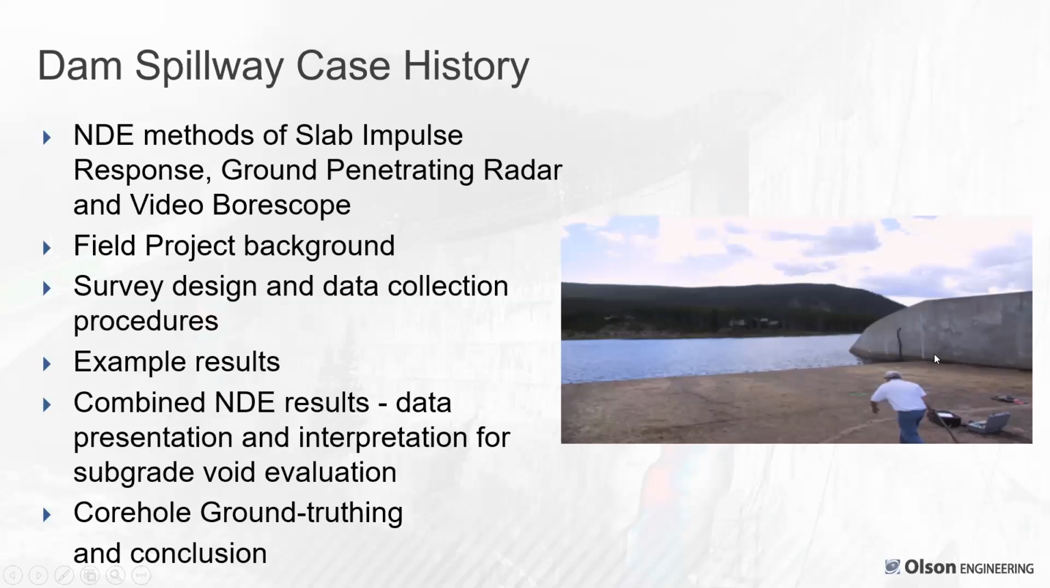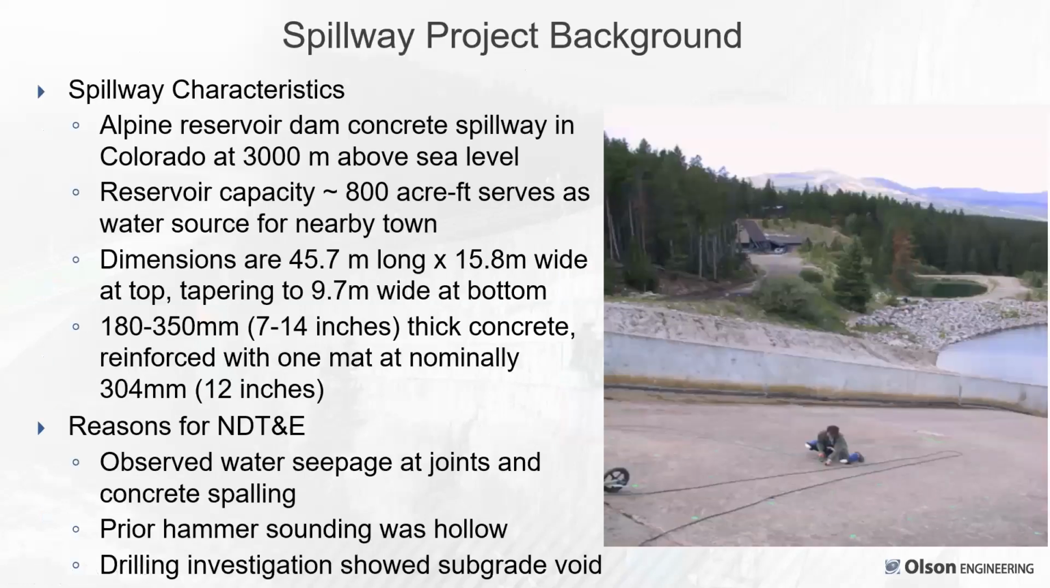So it's a mountain spillway. You can see here that it's sloping down. It's about 3,000 meters, 10,000 feet above sea level. Pretty good sized, not enormous, but 46 meters long by 15 meters wide at the top, tapering to 10 meters wide at the bottom. And it ranged in thickness from 7 to 14 inches. And it had 1 mat of steel and nominally a 12-inch spacing.